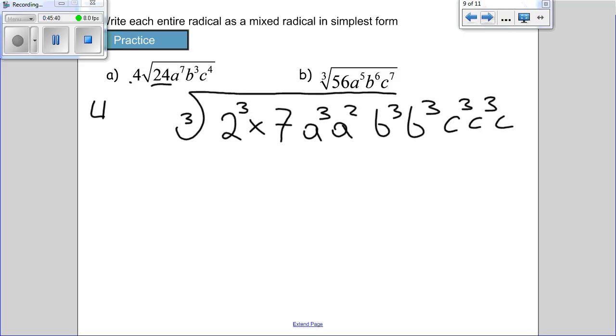Okay. What's the cube root of 2 cubed? 2. I'm going to underline things I'm taking out. What's the cube root of a cubed? A, so that's going to come out. What's the cube root of b cubed? B. So if you do all those cube roots, they all come out as just individuals. So it comes out as A, and then you have 2 B's, which is just going to be B squared. You have 2 C's, which is just C squared. And then what's left inside? 7, times a squared times c. You got it.